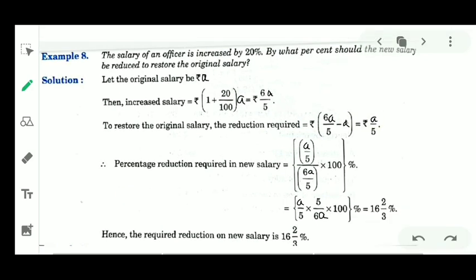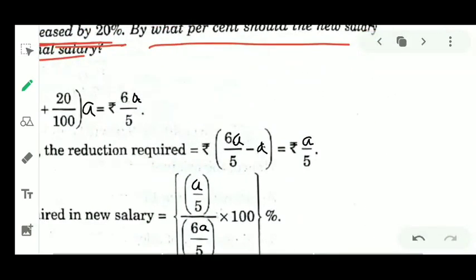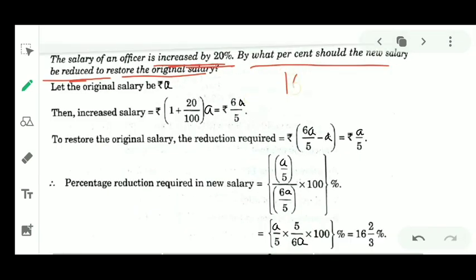Now example 8. The salary of an officer is increased by 20%. By what percent should the new salary be reduced to restore the original salary? Let us understand. So let the salary of an officer first be 100 rupees. Okay, the salary of an officer is 100 rupees. Then the salary is increased by 20%. If you increase 100 by 20%, then it will become 120. Clear?